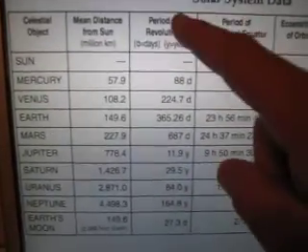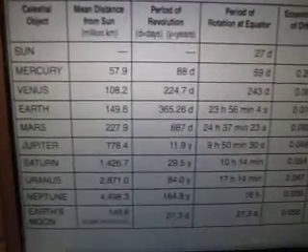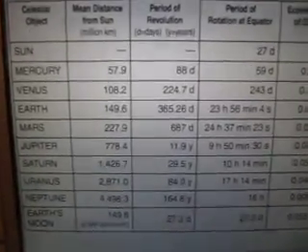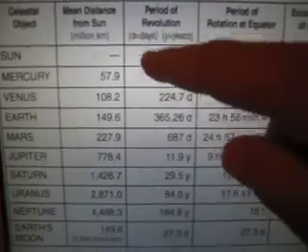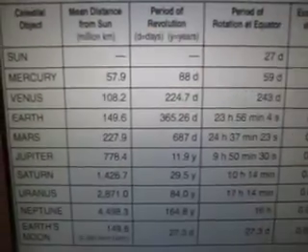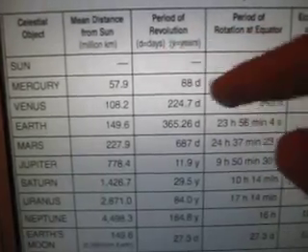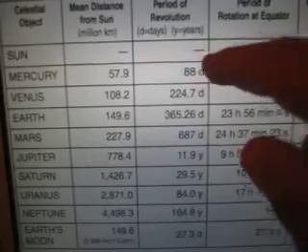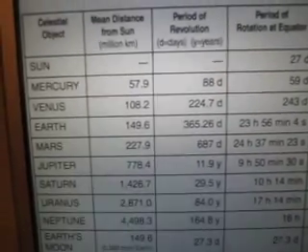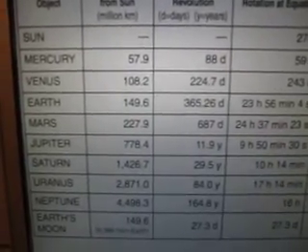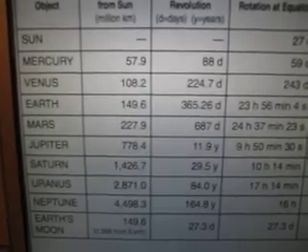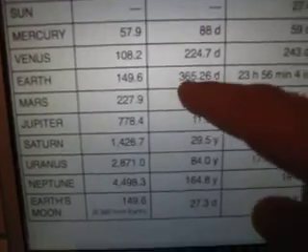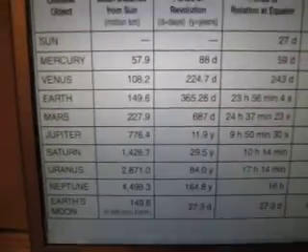Okay, and the next column we have period of revolution. Now period means the length of time for a revolution. Okay, and if it says D next to the number, then it's telling you it's in days, and if it's Y, then it's telling you it's in years. So Mercury takes 88 days to make one complete revolution around the sun. All right, so that's basically 1 year for Mercury, is 88 days. For the Earth, you can see it's 365.25 days.